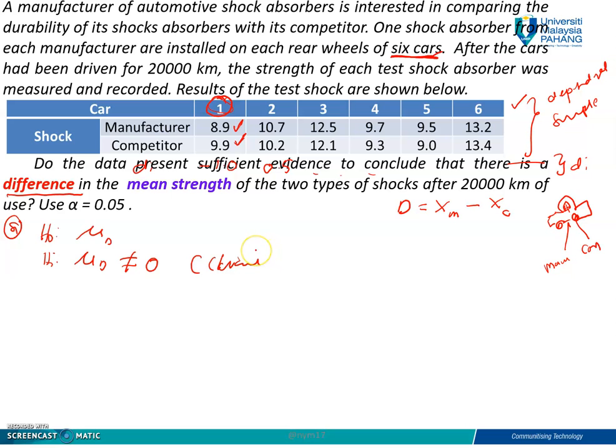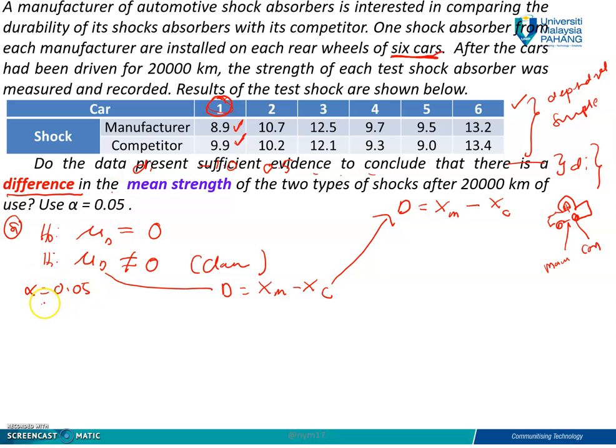Okay, and here you must know that your D is XM minus XC, this one, right? This is the difference that you calculate. Alright, so here the null will be equal to 0, and if you look here, your alpha is 0.05, so this one should be divided by 2 because you have 2 tails, 0.025.